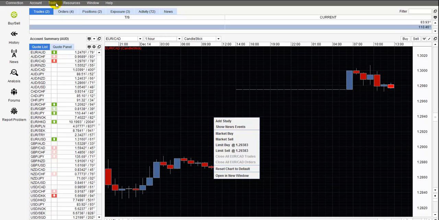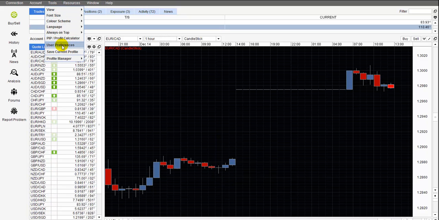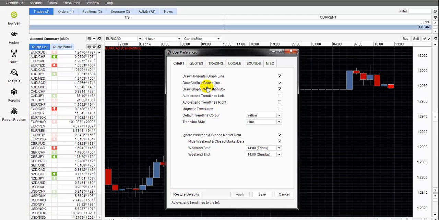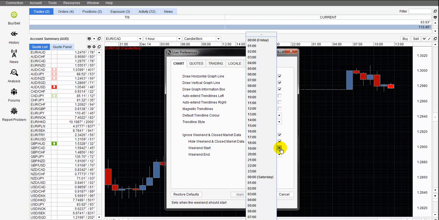So you would go to Tools, User Preferences, and you would click on the weekend start and whatever here. So because I'm in Australia, I'm going to fix this. I'm going to say, okay, my weekend starts. So this is going to be at 9 a.m. on Saturday.